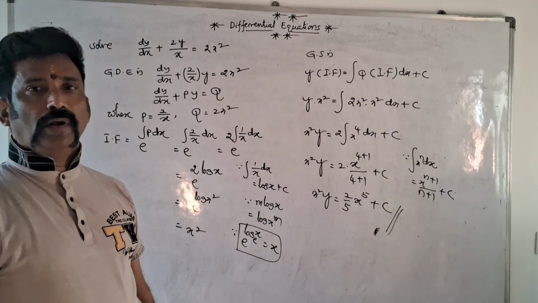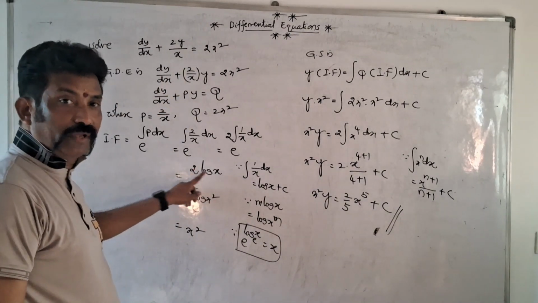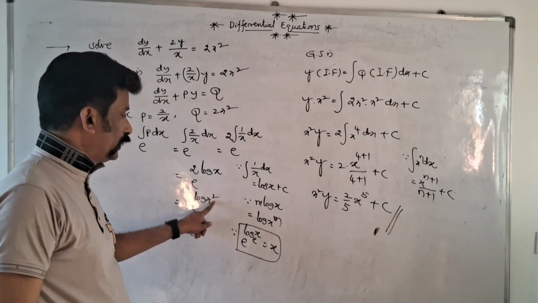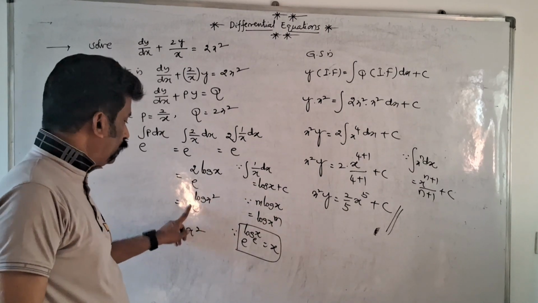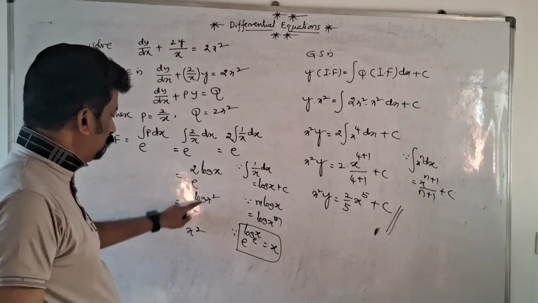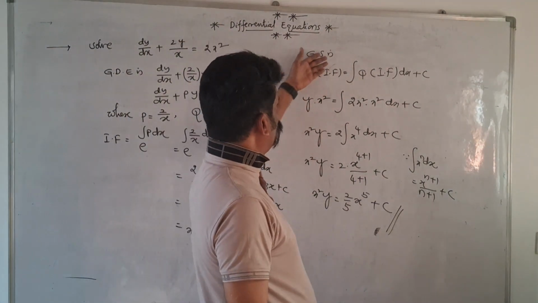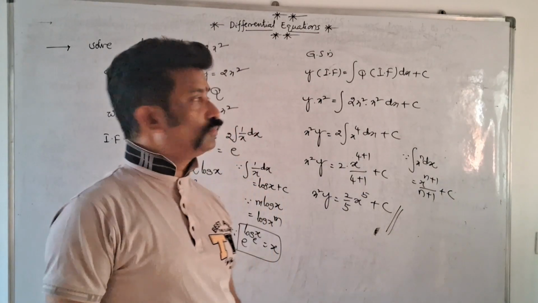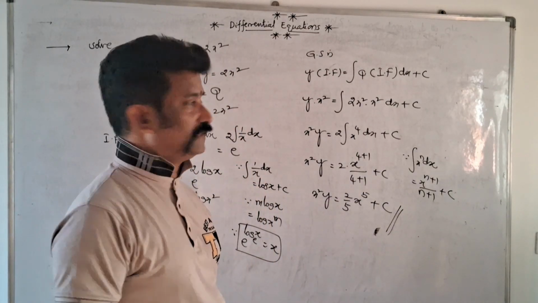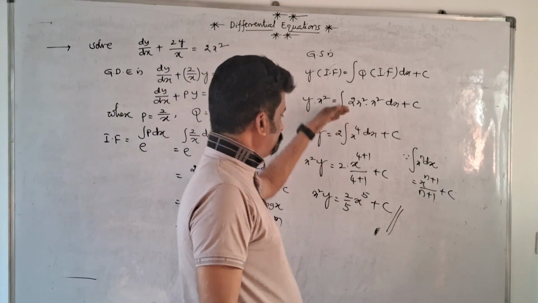Now, we have the formula ∫(1/x) dx = log x. Now 2 log x is equal to log x². Okay, e^(log x²), with the base e, is equal to how much? x². That's why, according to this formula, the integrating factor is x². Now the general solution is y × IF = ∫Q × IF dx + c. Now y × x² is equal to this.